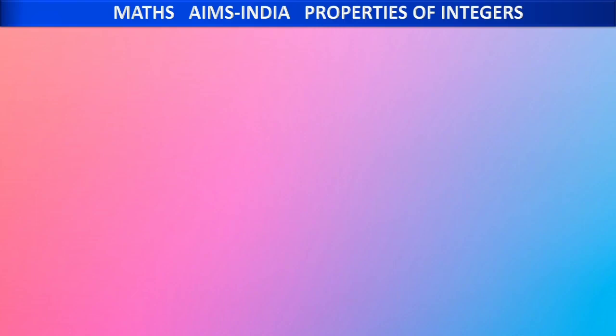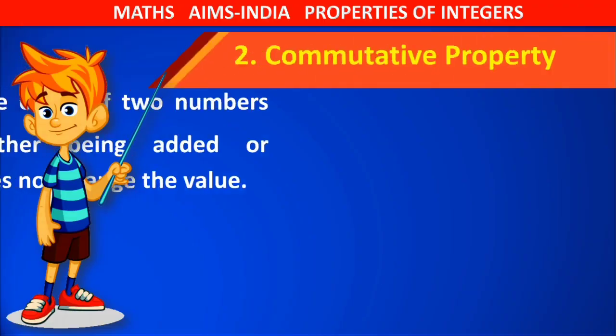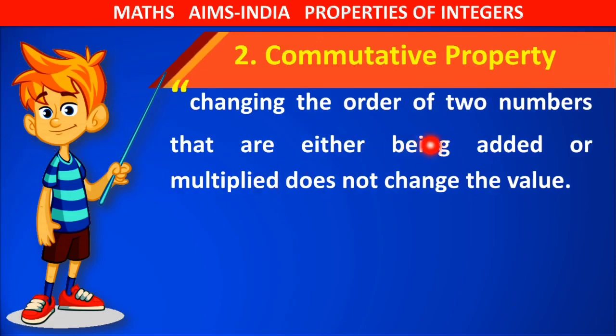Understood? Okay. Coming to the second property, the commutative property. Look at this picture here. We have bikes here and cycles here. Bike plus cycle should also be equal to cycle plus bike. It is like the order. Commutative property basically talks about the order. Changing the order of two numbers that are either being added or multiplied does not change the value.